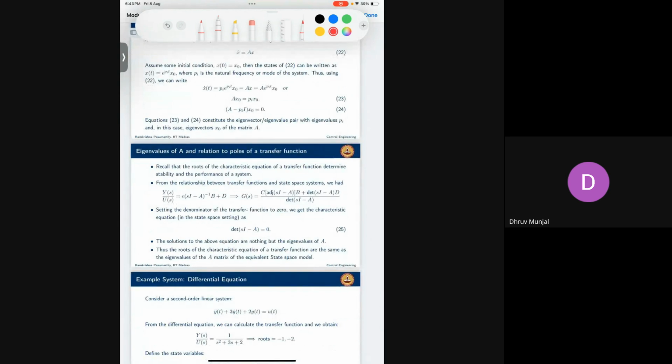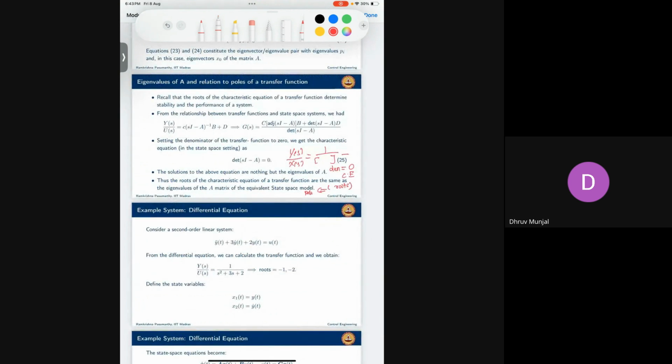And similarly, whatever we have studied so far in a transfer function, if it is Y(s) by X(s) equal to 1 by some equation, we take the denominator, equate it to 0, and we call this the characteristic equation, and we find the roots out of it, right? That is the pole of the system. That is what they are also representing, but in terms of the state space equation, this is the idea behind it.